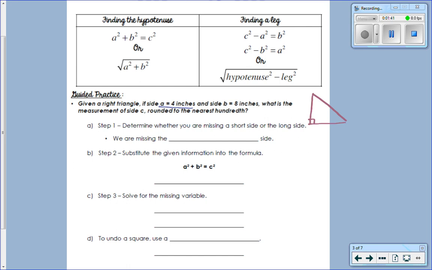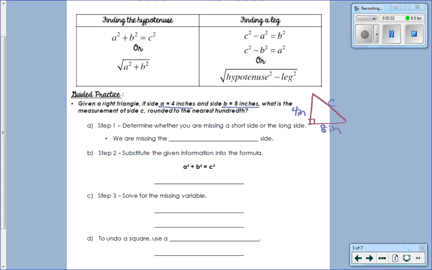So does it matter which side is A or B? No, it doesn't matter at all. So you can label that 4 inches, and side B will be 8 inches. And they want to know side C. Side C is also called what? The hypotenuse. You got it.